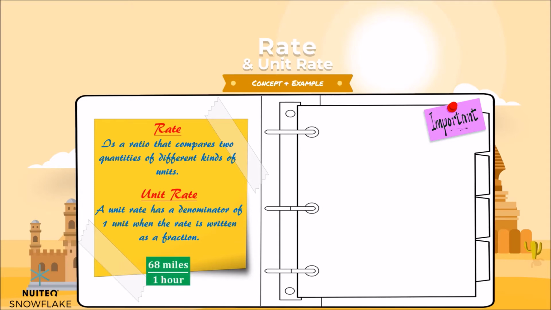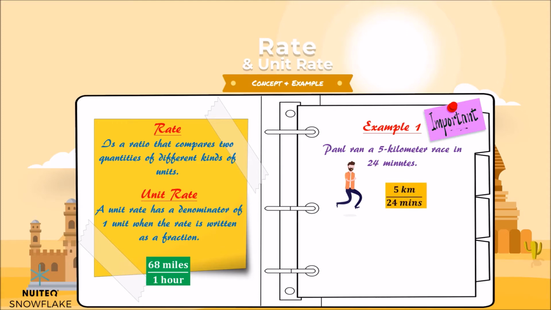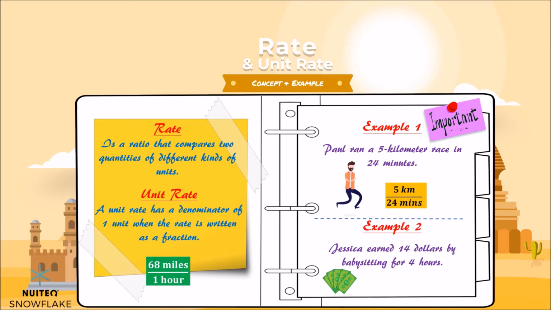For example, Paul ran a 5-kilometer race in 24 minutes. So, Paul's rate of running will be expressed as 5 kilometers over 24 minutes. Another example could be, Jessica earned $14 by babysitting for 4 hours. So, we can express this as a unit rate. Jessica's rate of pay will be $14 over 4 hours, and we can simplify this as $3.50 per hour. Remember, we just need to divide the numerator and denominator by the denominator 4.